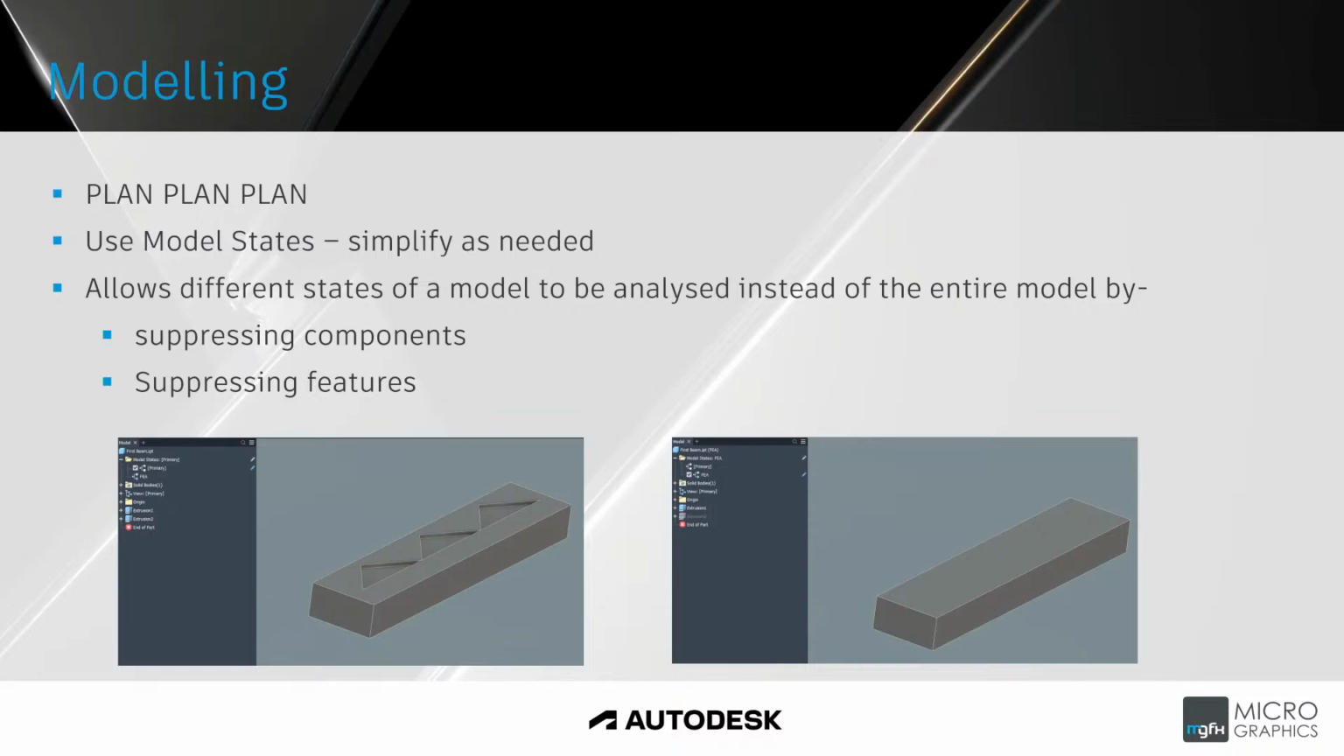So I've created two different model states over there. You can see they're Primary and FEA, and in my FEA I've just suppressed those features. Maybe it's an emboss with your company logo or the name on there, and it's not going to affect the analysis. All it's really going to do is increase the time for you to output and get your results.